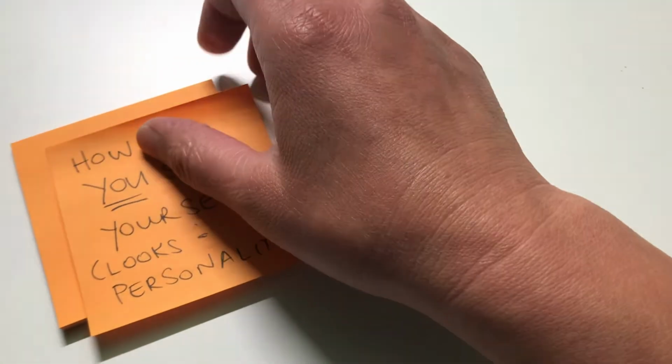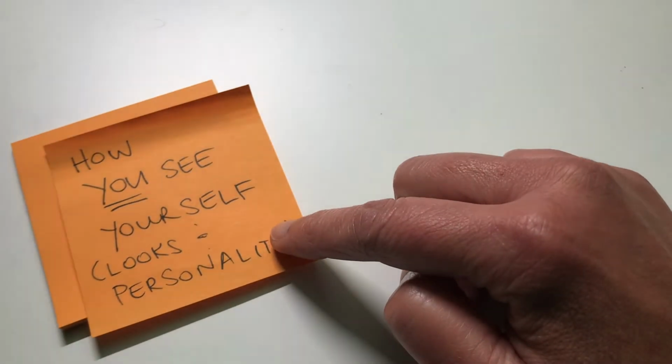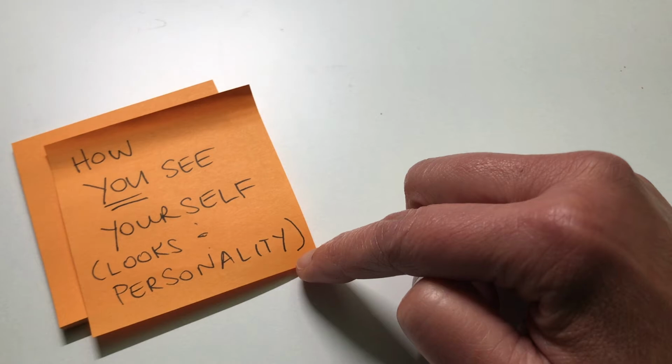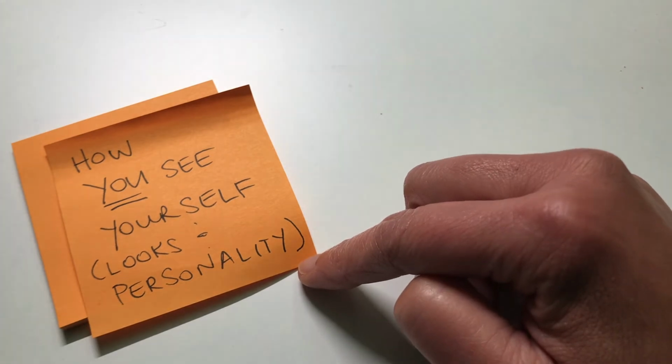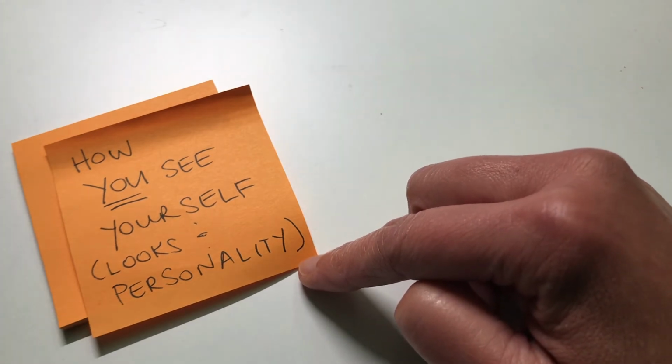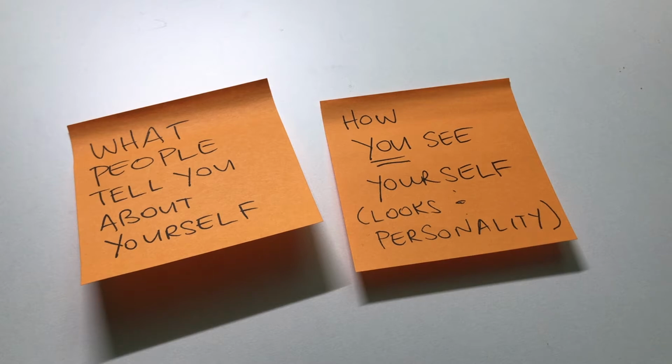Now take another sheet of paper, this time about how you see yourself, your looks and personality. This could be the same or something different from what other people say. It's really up to you. It's your opinion of yourself. Now, some of the words that you came up with can be the same as what people tell you about yourself and what you think about yourself. Some of them might be different.